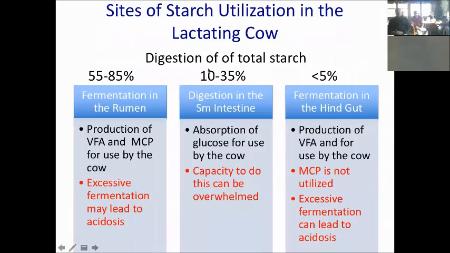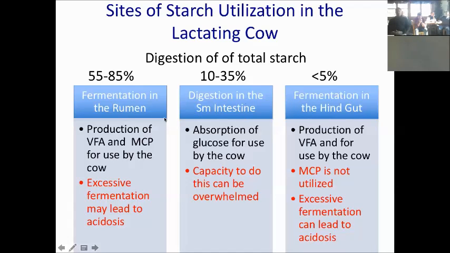At the top, I have digestion of total starch. 55 to 85% of what comes into the mouth of the cow has the potential to be fermented in the rumen. 10 to 35% coming in from the diet maybe goes into the small intestine. And typically we would want to see less than 5% of starch digestion in the hindgut. But all three of these sites have the potential to either ferment starch here and here, or actually digest it here in the small intestine.